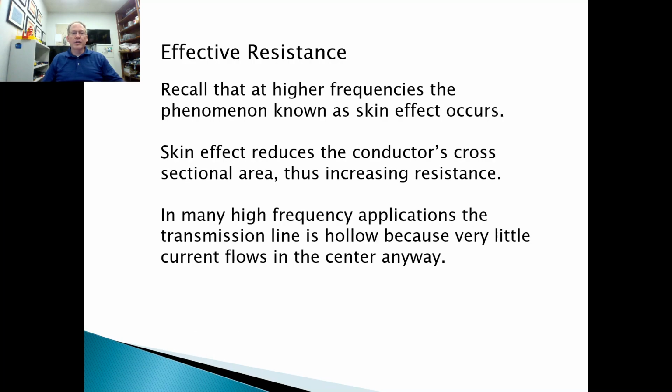All right. Now recall that at higher frequencies, the phenomenon known as skin effect occurs. Skin effect reduces the conductor's cross-sectional area, thus increasing the resistance. So in high frequency applications, the transmission line is hollow because very little current flows in the center anyway.